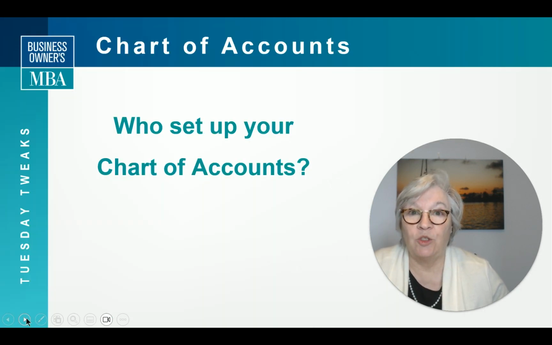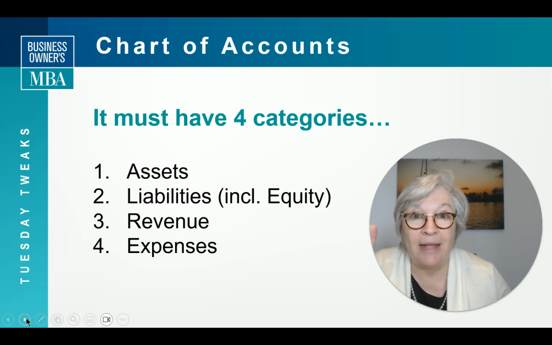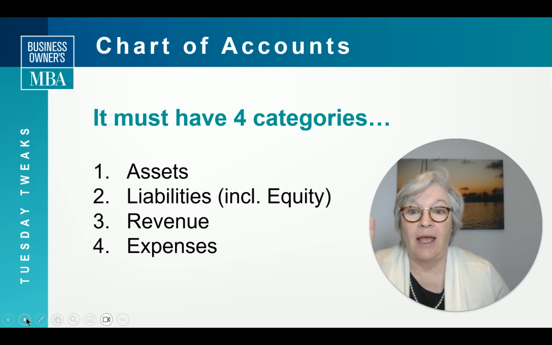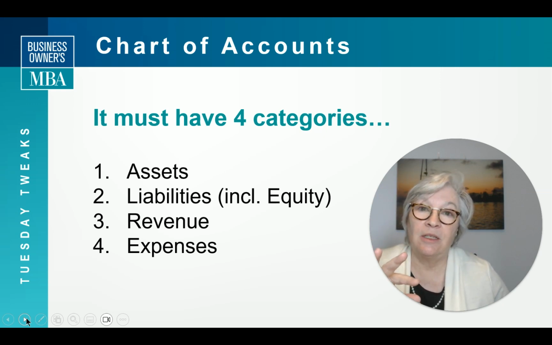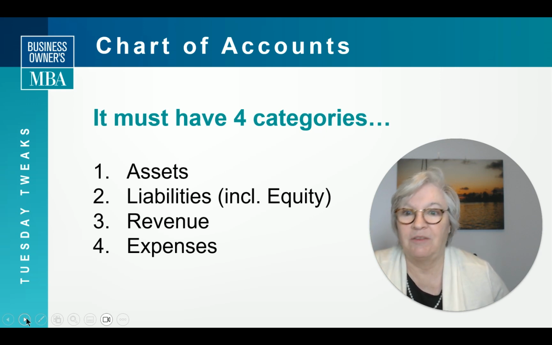Who set up your chart of accounts? It doesn't matter what your software is, this needs to be set up correctly. There are four basic categories: assets and liabilities, right? Those are your balance sheet line items. And make sure that your liabilities includes your shareholders' equity, the money that you put in to start the company. And then revenue and expenses. That's your profit and loss, your income statement. Sounds simple, but I can't even tell you the mess I've seen.